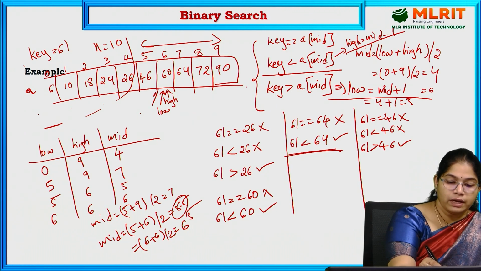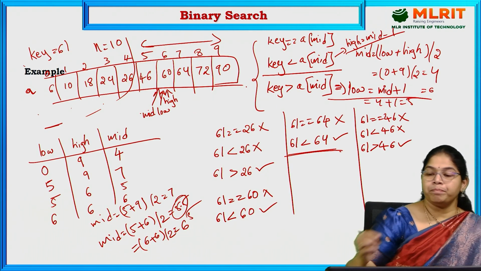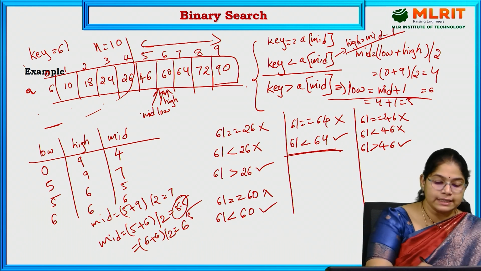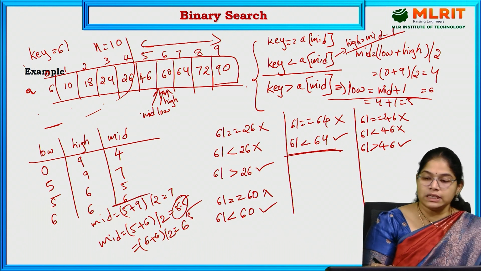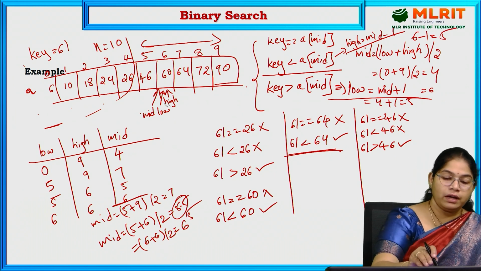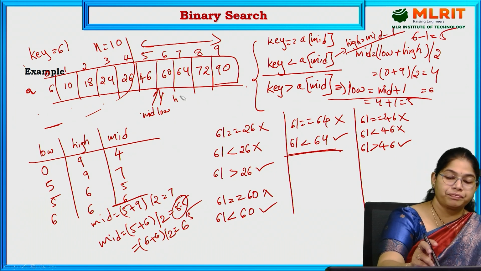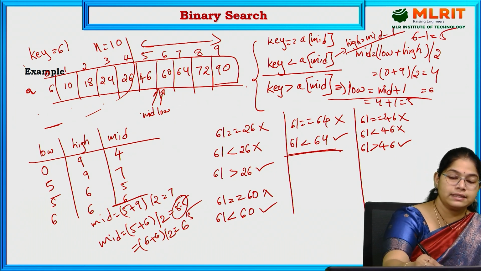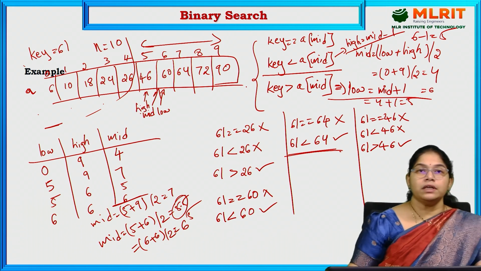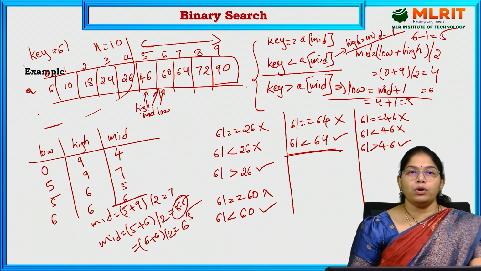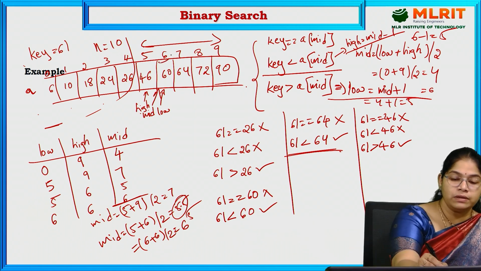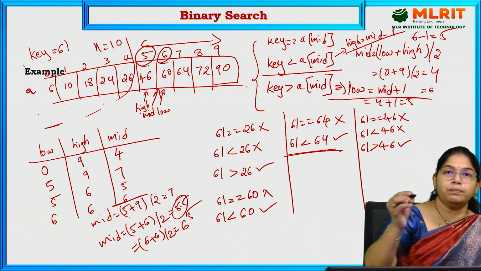Now here we have mid. High is equal to mid minus 1. Mid is at 6. So 6 minus 1, that is 5. Now high is at index 5. That means low crossed high. Low is at the 6th position. High is at the 5th position.